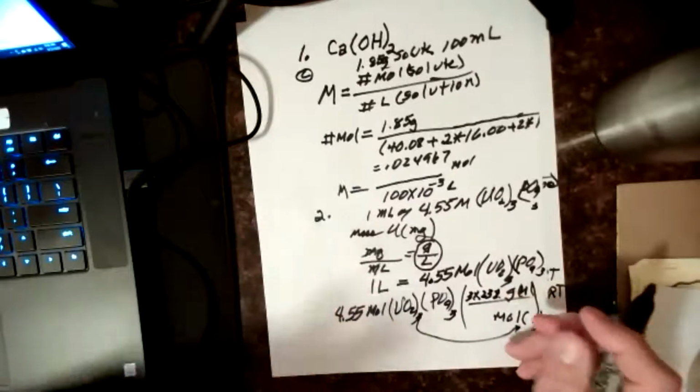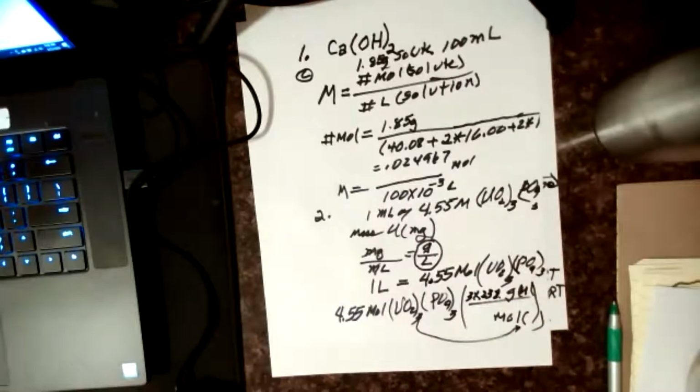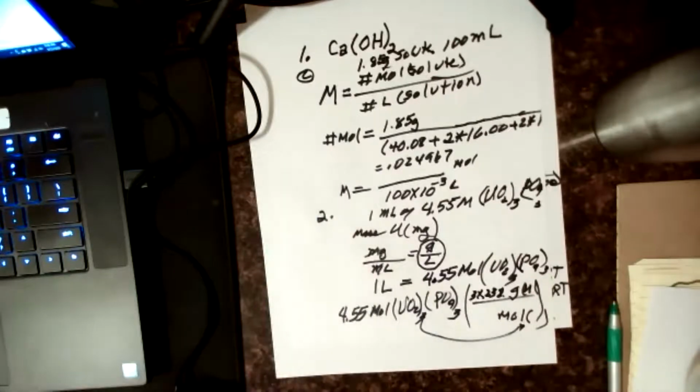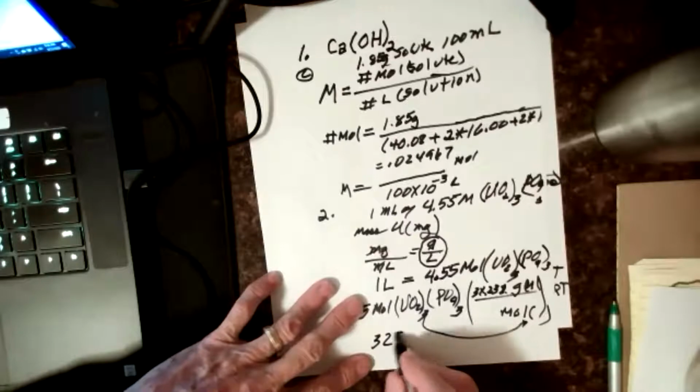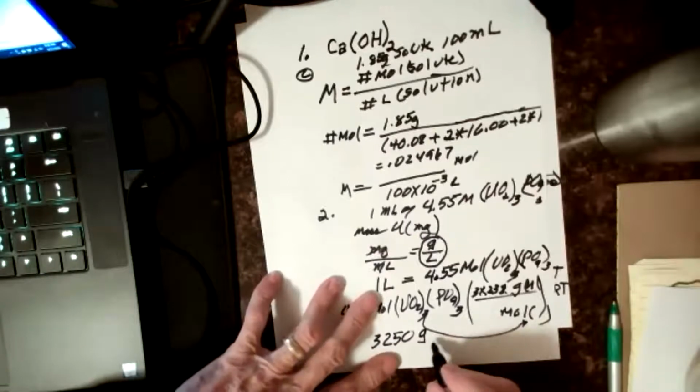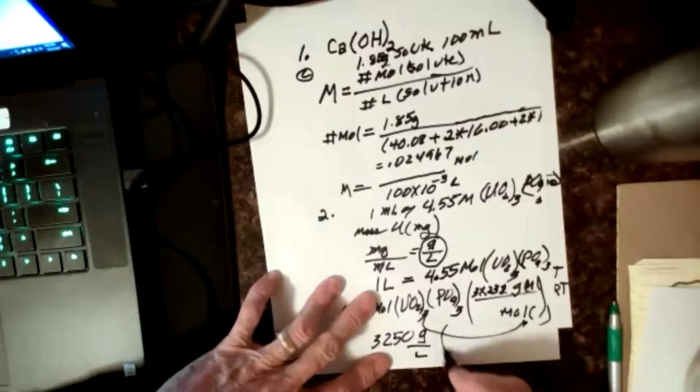I think 0.03, if I want all the digits. Yeah, that's right. Okay, so I can do that math. So that's then kind of simple. 4.55 times 3 times 238.03. That should give me my answer. And I get 3250. And that would be grams per liter or milligrams per milliliter.